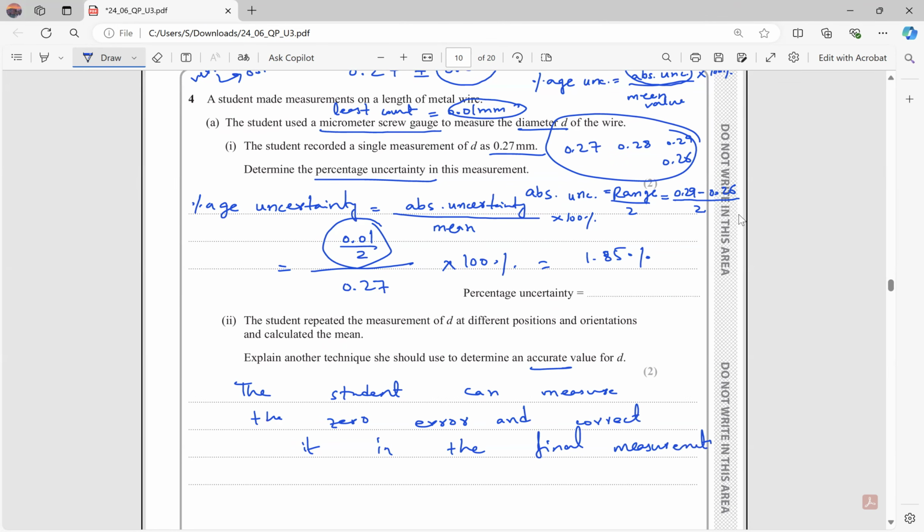On the other hand, a random error is something that will cause outliers, like one value is too large or too small compared to the rest of the values. So you correct it in the final measurement. This will reduce the systematic error, providing you with an accurate value for diameter.